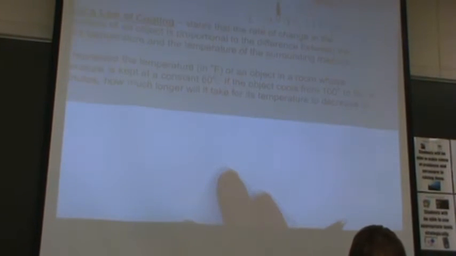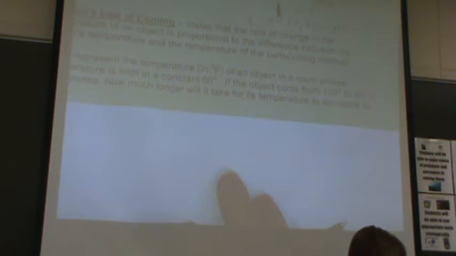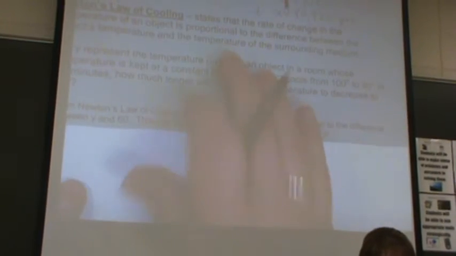Okay, so we're going to let y represent the temperature of an object in a room whose temperature is kept at a constant 60 degrees. If the object cools from 100 to 90 degrees in 10 minutes, how much longer will it take its temperature to decrease to 80 degrees? Now this is slightly different because of the surrounding area idea. So from Newton's law of cooling, the rate of change of y is proportional to the difference between y and 60.